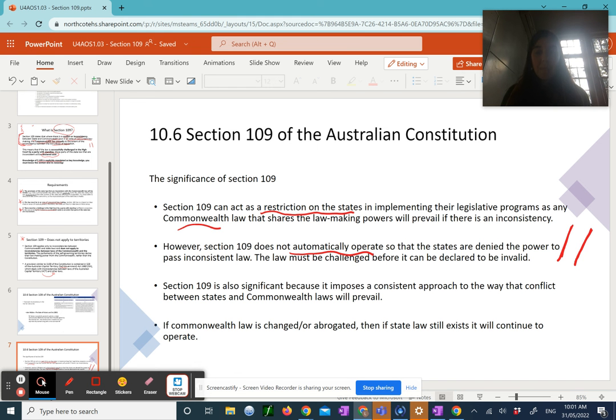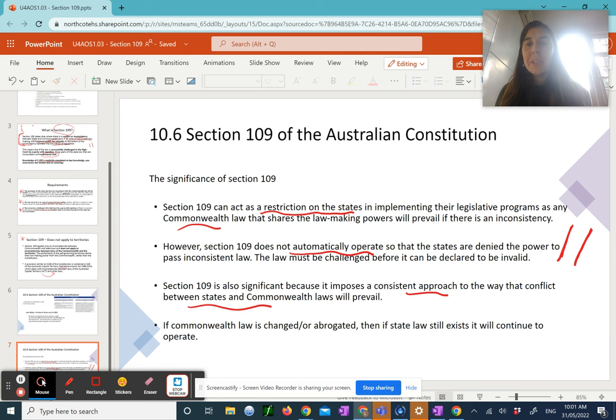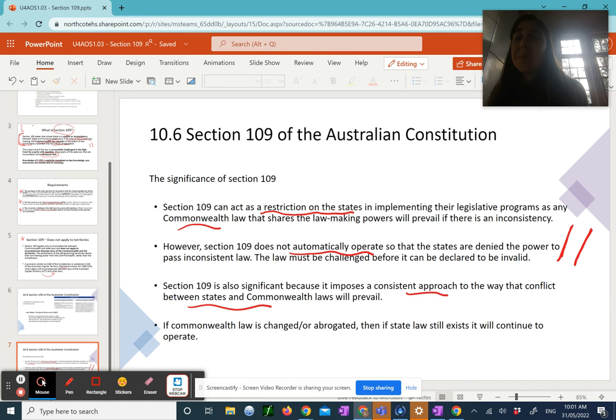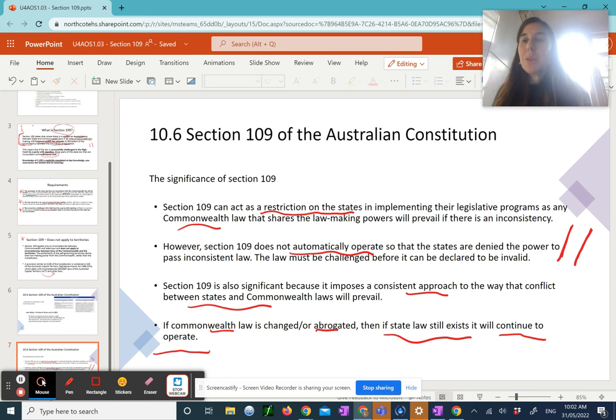Section 109 is important because it does impose a consistent approach to dealing with conflict between state and federal law. So it allows for some consistency when these problems do arise and people are not sure which law to follow. Lastly, it's important to note that if Commonwealth law is changed later on or got rid of, then state law can still exist and continue to operate regardless of whether or not the federal law has changed.